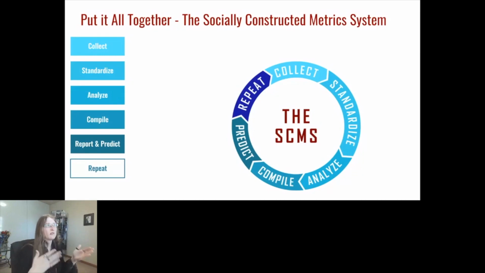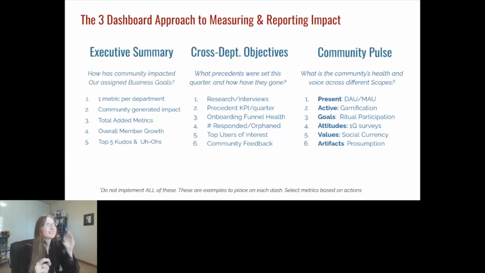And it's produced 3 specific dashboards. See, there it is. I made my promise. You need to have a dashboard for an executive summary, a dashboard for cross-departmental objectives, and finally, a dashboard that is just about your community pulse. I've provided here for you basically one department metric for each touch point in the community. Those department metrics are the department's responsibility. They need to report to the community team how the community has impacted their operations.